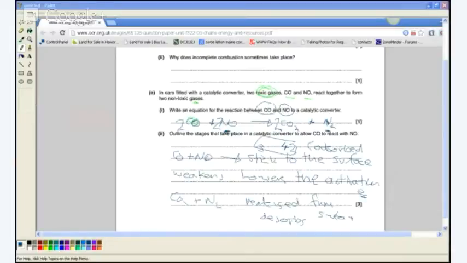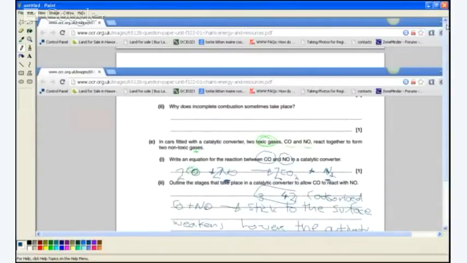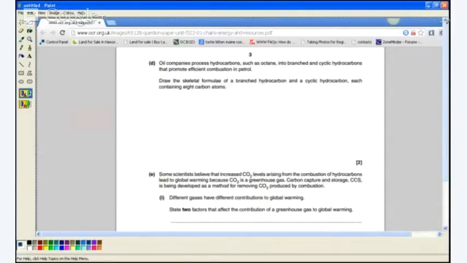Right. Let's have a look at the next OCR question for Unit 2. There we go. Oil companies process hydrocarbons such as octane into branched and cyclic hydrocarbons that promote efficient combustion in petrol. Draw the skeletal formula of a branched hydrocarbon and a cyclic hydrocarbon, each containing 8 carbon atoms. All right, so I'm going to do the branched one.